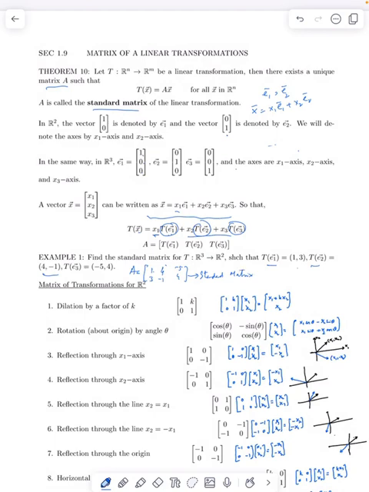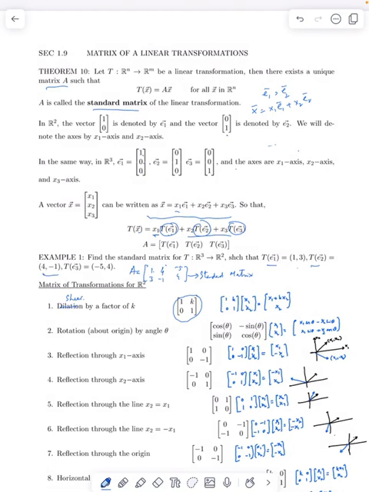Okay, let's look at some special transformation matrices. When you have a matrix like this, it actually gives us a shear. It doesn't give us a dilation, it gives us a shear.